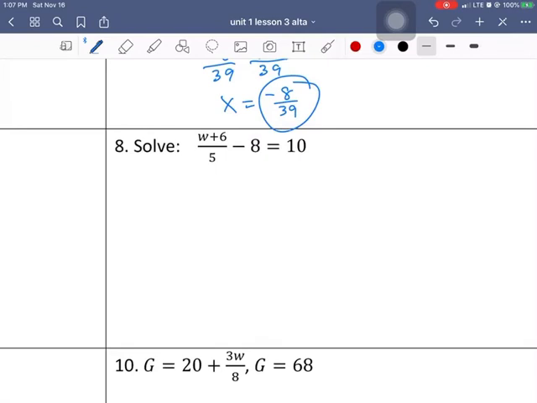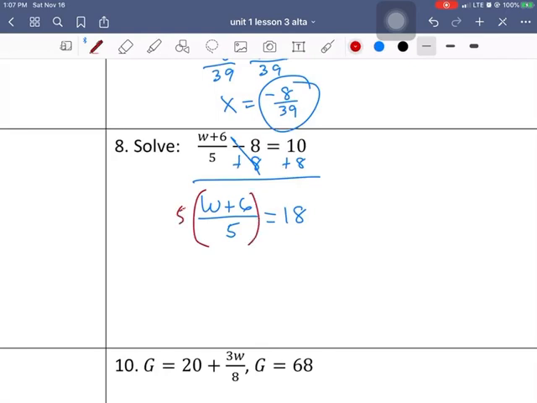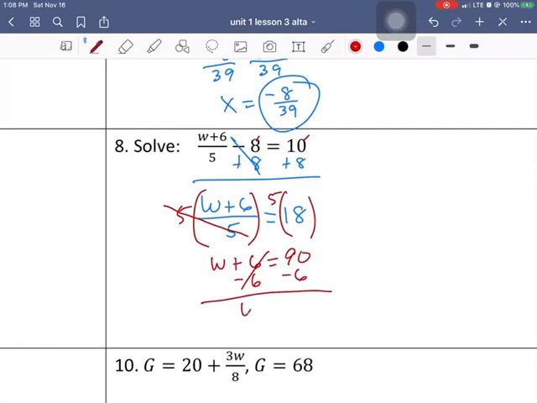All right, number 8. Number 8 only has one fraction, and it's a 5. So I can multiply everything by 5, or my first step could be just to move this over. And I'm left with something that looks like this, okay? So then I definitely want to multiply by 5 now. If I multiply by 5 first, it's okay if you don't notice, but you'll have to multiply the 8 by the 5 and the 10 by the 5. So I just moved it first so I'm not multiplying so much. Now this one makes this go away. And then 5 times 18 is 90. And then start getting rid of that. So W equals 84.